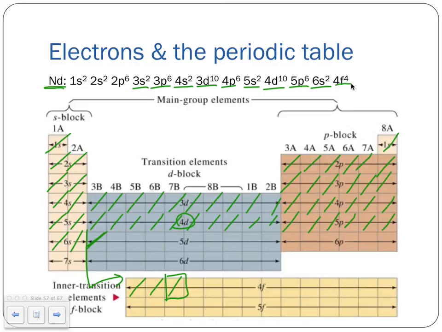But for right now, this is going to end with 4f4 because there are 4 going into that 4f energy level or 4f subshell that's right here. And so that would be an example of how you write out a really long electron configuration.